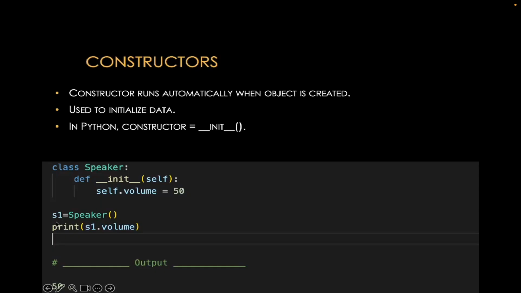See, we are creating an object S1 of class Speaker and nowhere are we calling the __init__ method, but it will be invoked automatically and set the value of volume to 50. When we print the value of S1, we will get the output as 50.